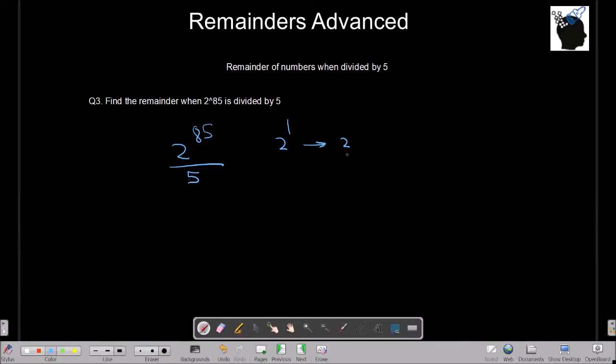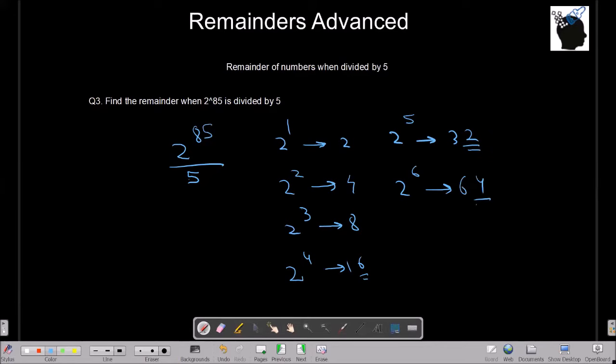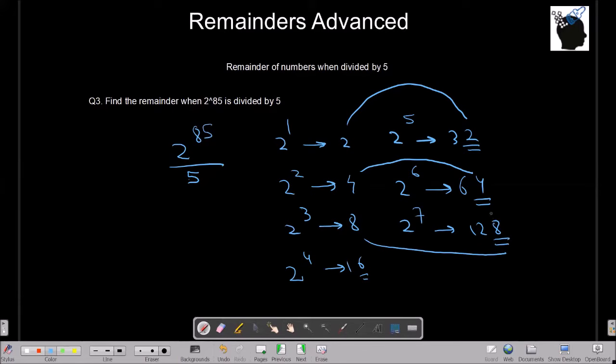We know units digit is 2. 2 square, units digit is 4. 2 cube, units digit is 8. 2 raised to 4, units digit is 6. 2 raised to 5 is 32 and units digit is 2. 2 raised to 6 is 64, so units digit is 4. As you will notice, the units digits have started repeating. And if you go for 2 raised to 7, that is 128, so units digit is 8. That means the units digit of powers of 2 has a cycle of 4.